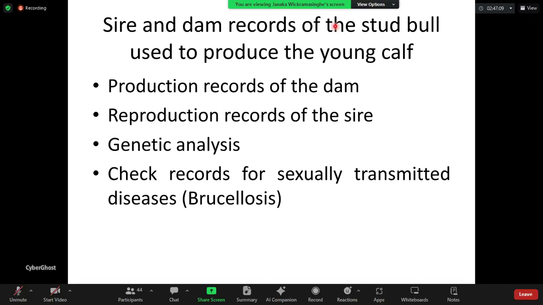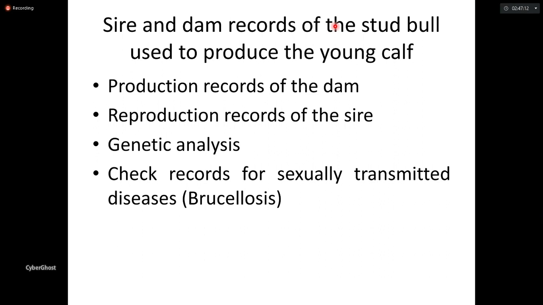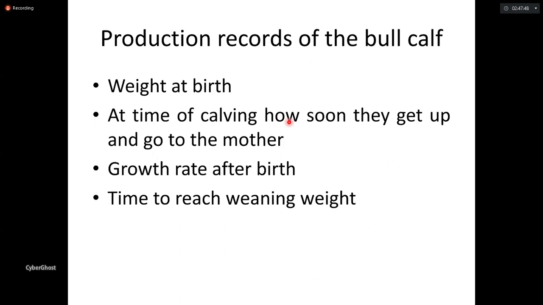So we have to check all the records. The sire's records; dam means the mother, the female one, sire means the male one. We have to check whatever records are available, just to select the best animal to be used as the future stud bull. The reproduction records, the production records and the genetic analysis. Are there any diseases available? All these things can be checked, and then we select the best available one.